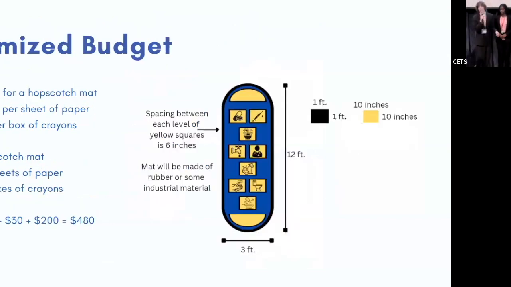Okay, so this is our itemized budget. So the hopscotch mat we expect will take around $250 of our budget. And so we only have one of those that the school will hopefully use and use again.